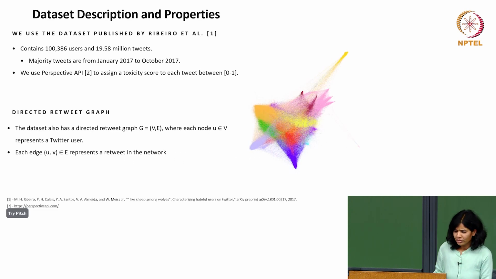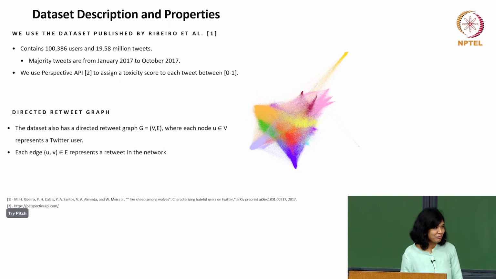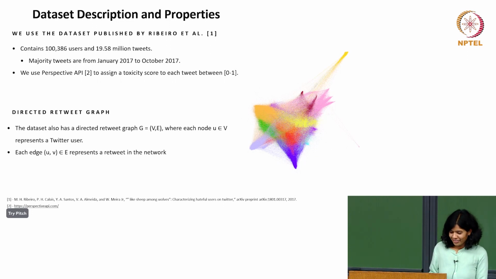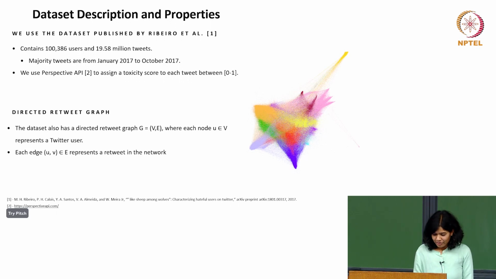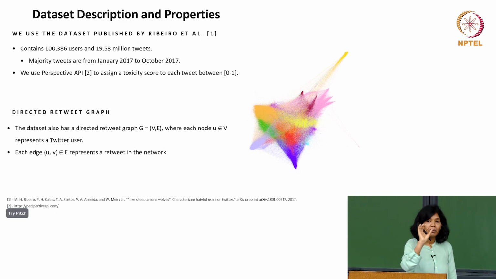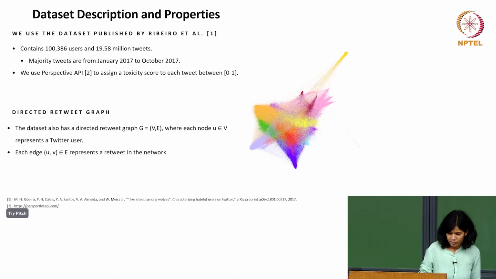This is the same graph which Atman has shown, a directed retweet graph. There is a tool called Perspective API from Google. You can pass any text there, and it will give you a toxicity score between 0 and 1. We used the Perspective API tool to get the toxicity score for each tweet, so now we have the toxicity for all the tweets in the network.